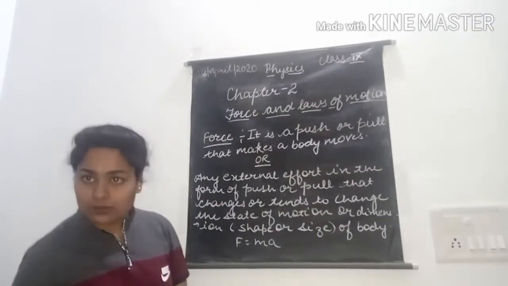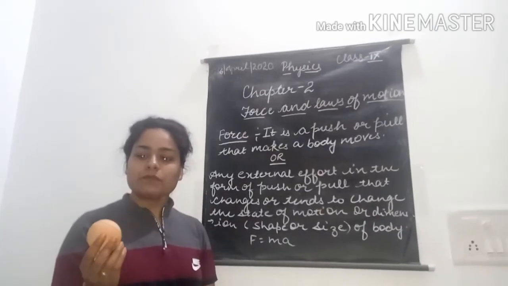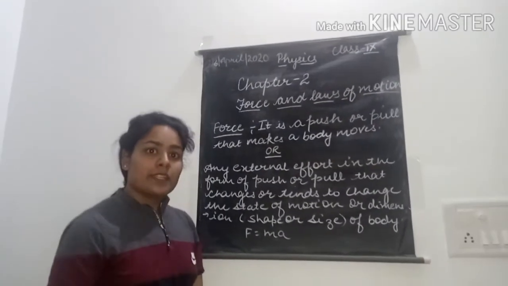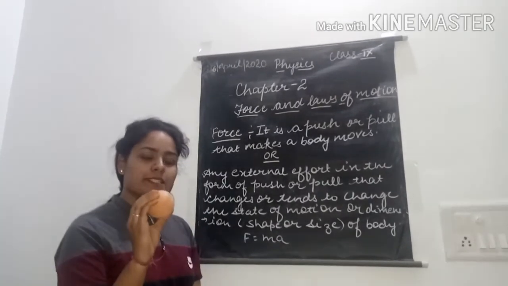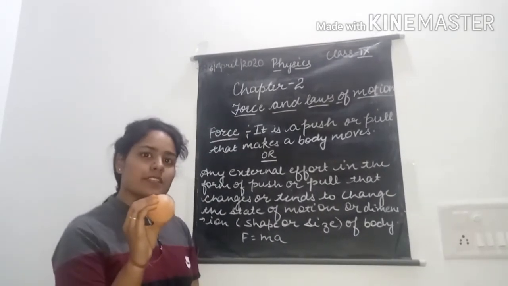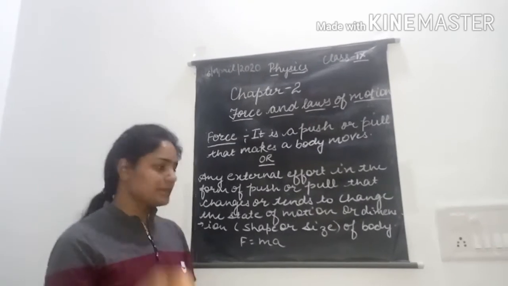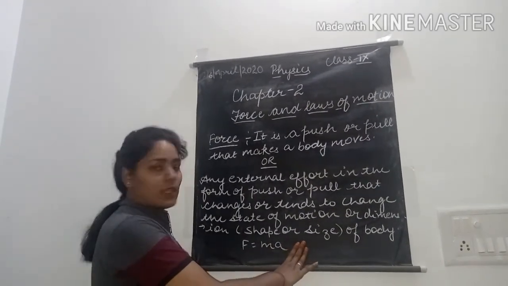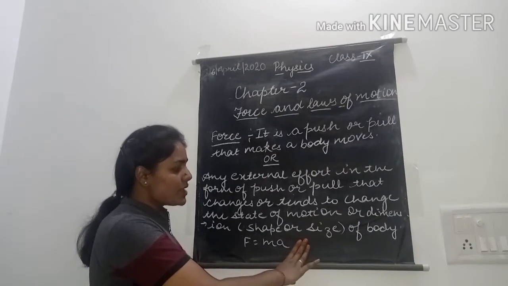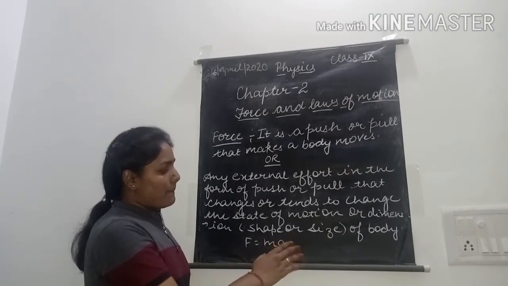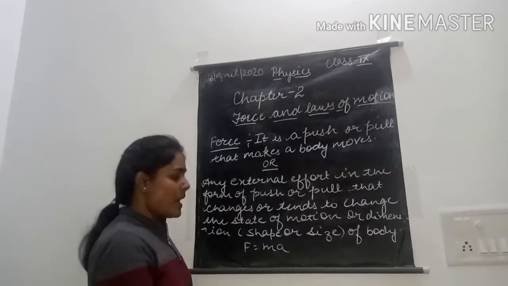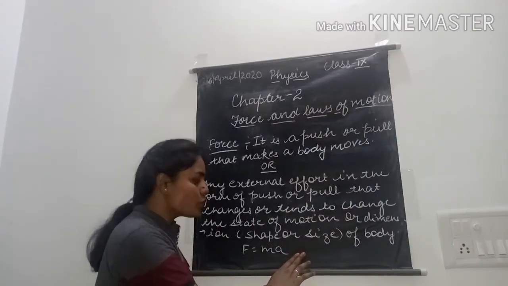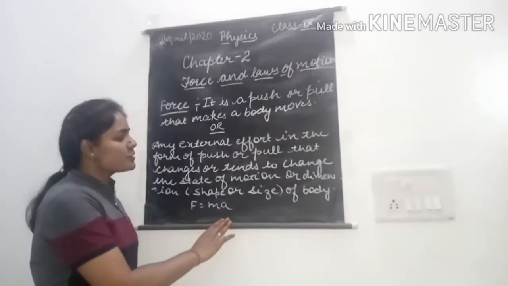For example, take this ball. When we press it, its dimension changes. That is called a force. Second example, if we apply force on a ball and it never changes position, this is also a force, because it tries to change its position. It tends to change its position.